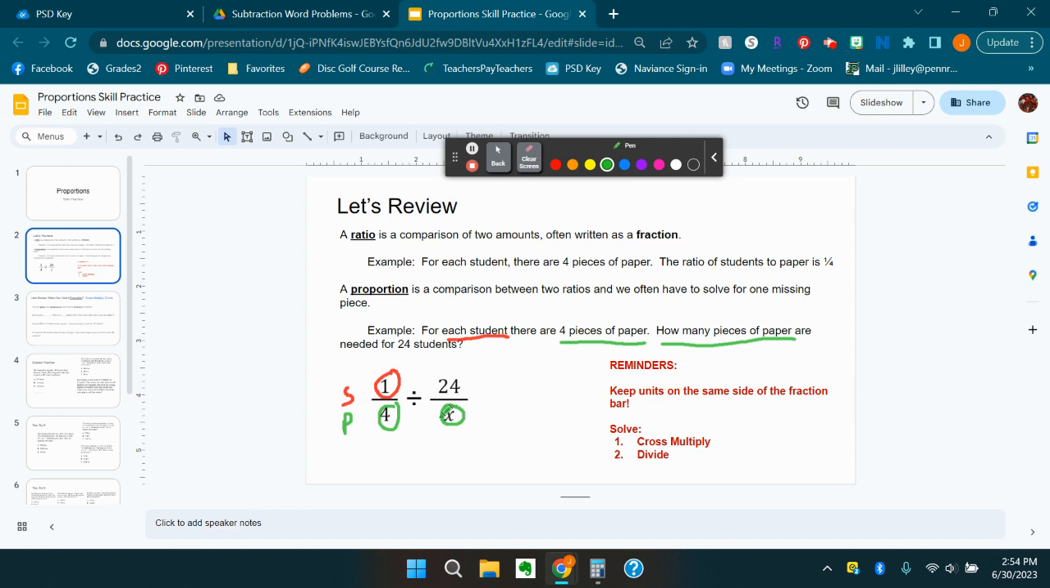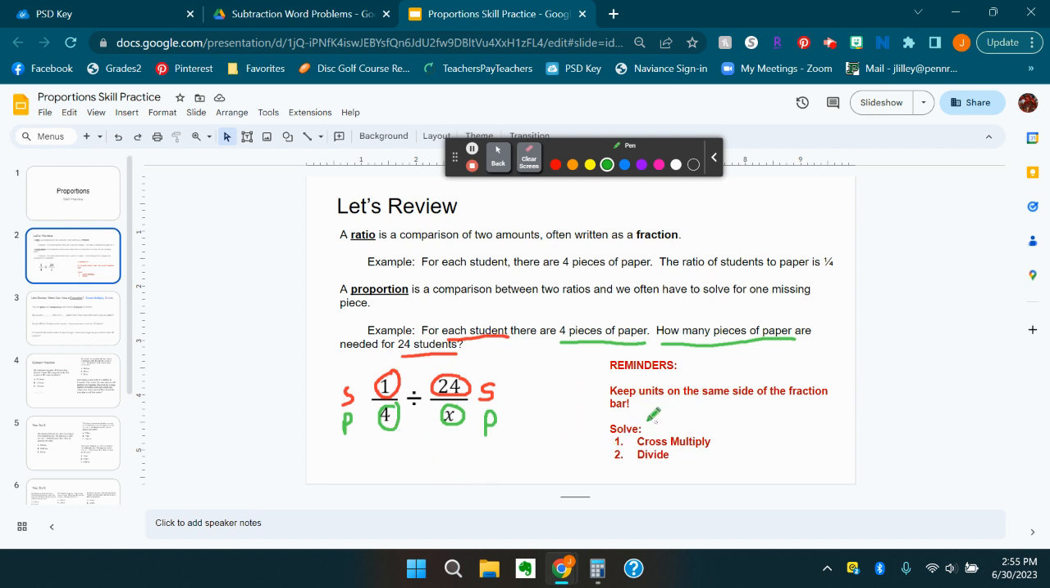Now when that's the piece I don't know, I'm going to use a variable to show that I don't know how many that is. Then it says are needed for 24 students. If students is on the top of my first fraction, I'm going to put the number of students on the top in my second fraction as well. So if I have students over paper in the first fraction, I'm going to make sure I have students over paper in my second fraction. Now my proportion is set up correctly.